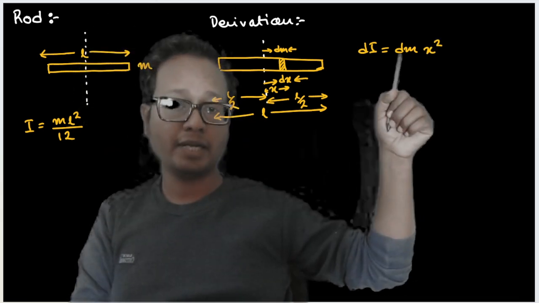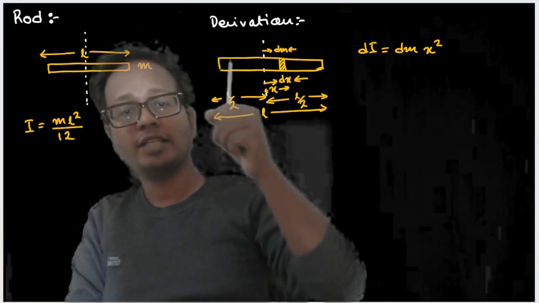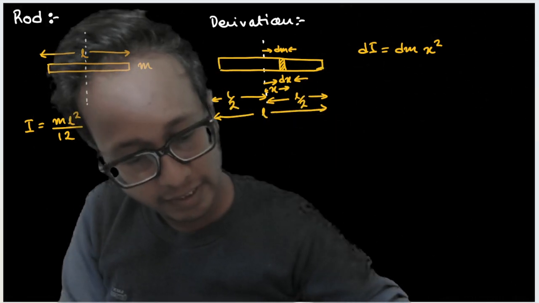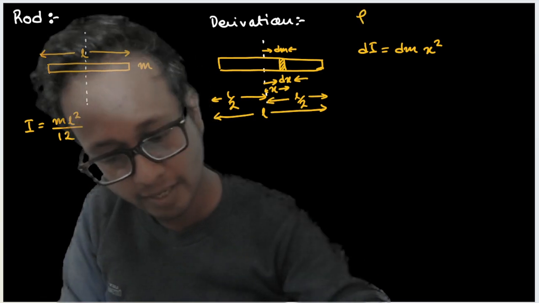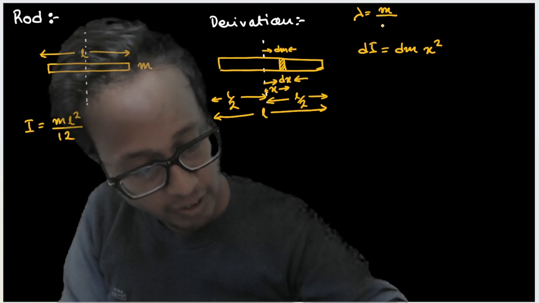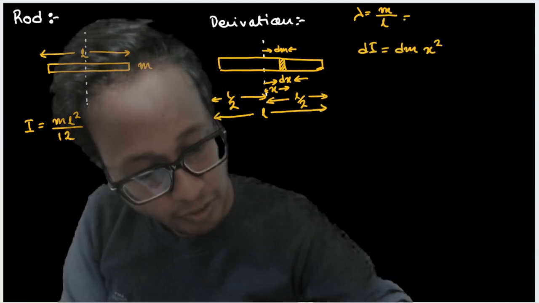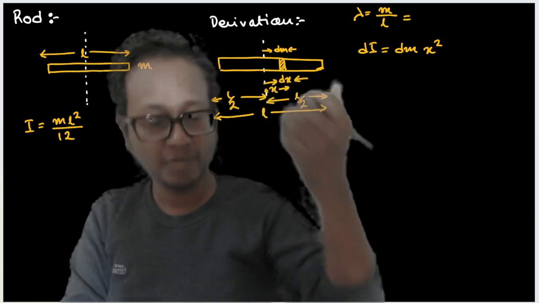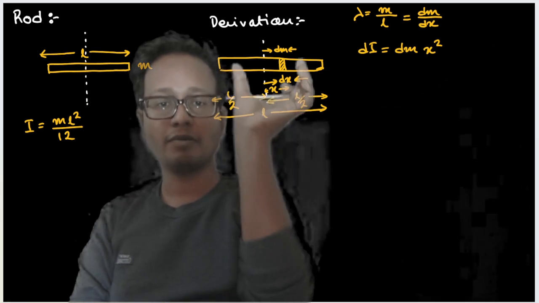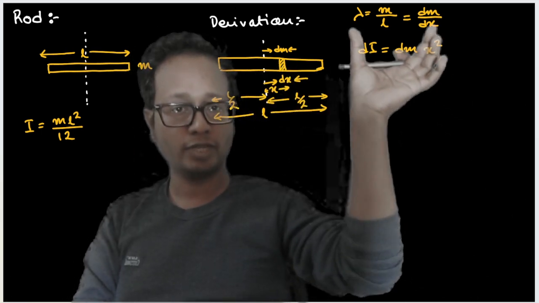Now in this expression, I must convert dm in terms of x, or x in terms of dm. So let me assume the linear density of the entire rod is constant. Let's say the linear density of the rod is rho, or lambda. Lambda is nothing but the mass of the entire rod divided by the total length of the rod. That is the linear density, which should be equal to the linear density of this elemental mass, that means dm by dx, isn't it? The rod is made up of uniform material, so the linear density of the entire rod is equal to the linear density of this much amount of material. That is what I've written out here.